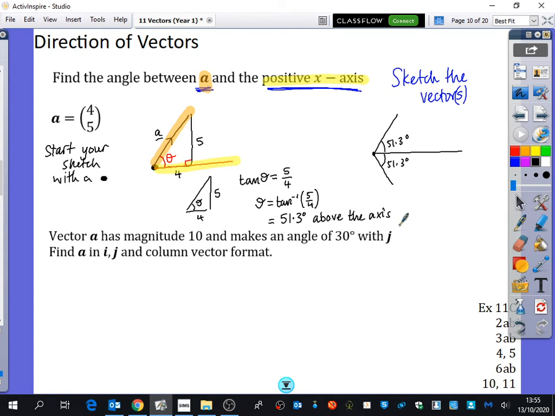I want the communication to be absolutely perfect. I don't want it to be like, yeah, it's okay. I'd rather it always be as perfect as we could be. So we want to say 51.3 degrees above the axis because it could have been in these 2 different places.